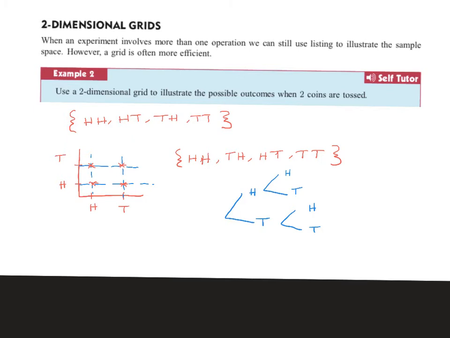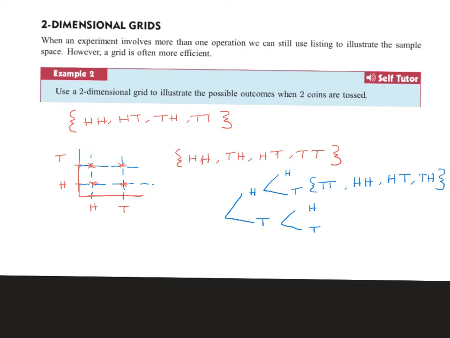So how do you read this? Well, you could just look at the branches. Heads, heads, and then heads, tails. So I'm looking at that top branch. And then, of course, I've got tails, heads, and tails, tails.